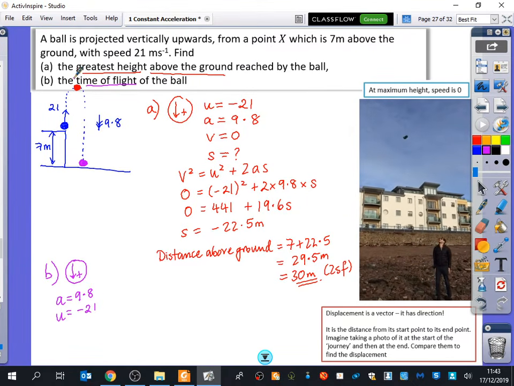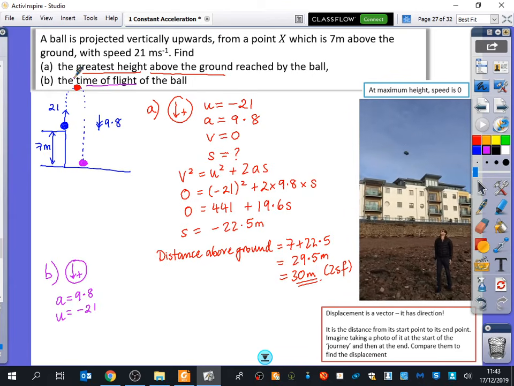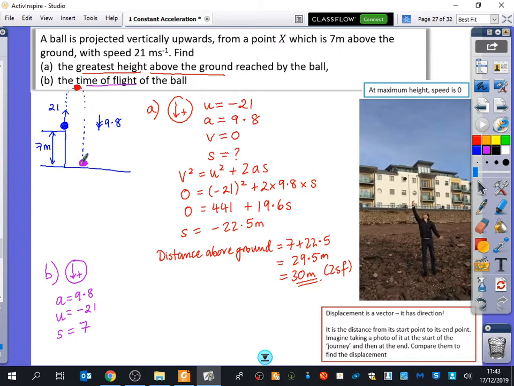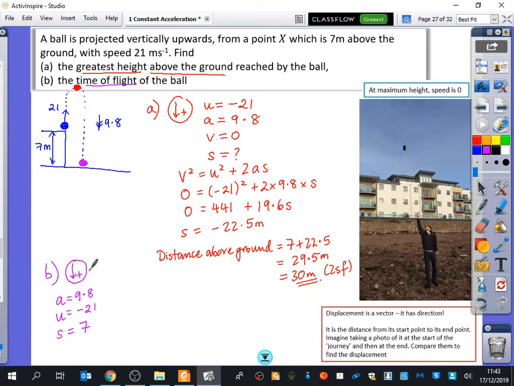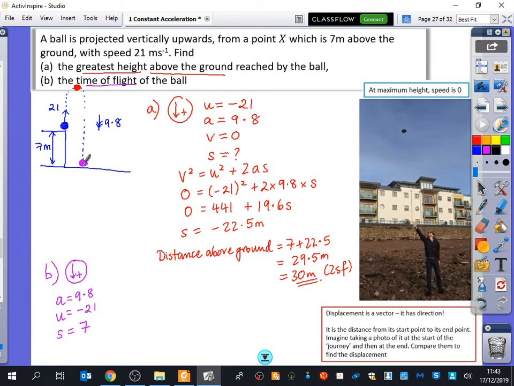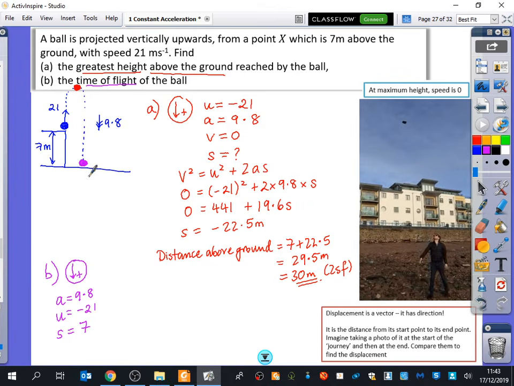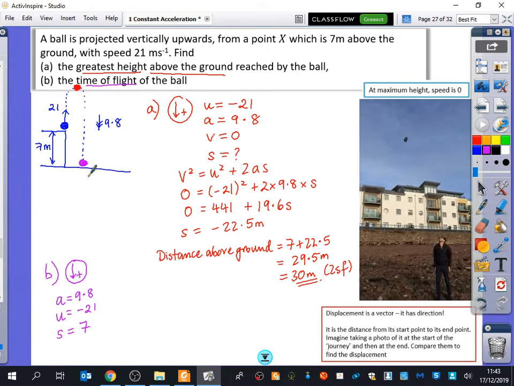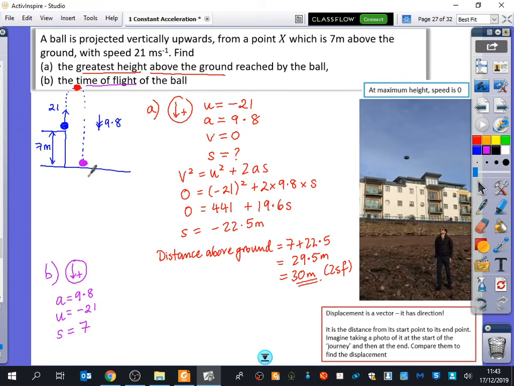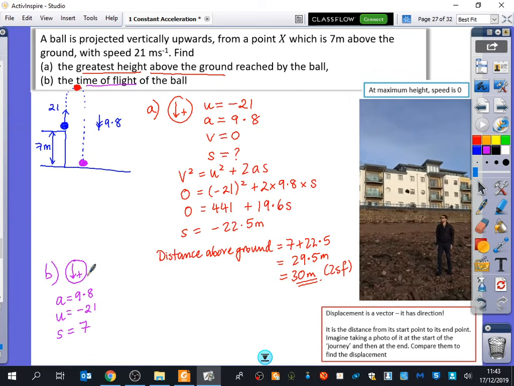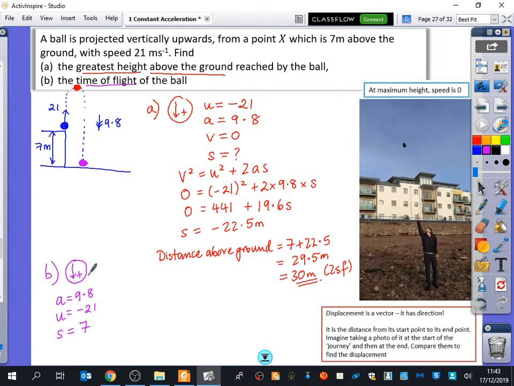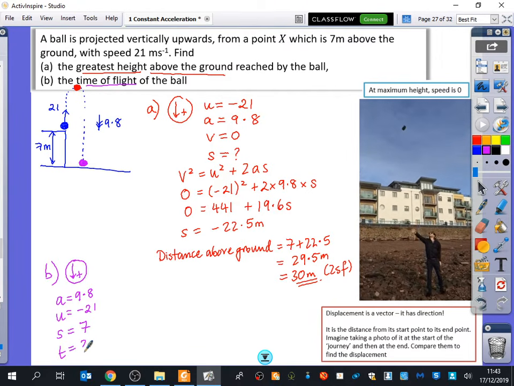And what else do I know? S, what is S equal to? S is equal to 7. From here to here, it has gone downwards 7 meters. Snapshot at the beginning, snapshot at the end. I don't care that it's gone up like this, it could have gone whatever. All I care about is where it is and where it was, and what's the difference between them. Why is it not minus 7? Because we've said that downwards is positive, okay? And the thing that we want to find out is what t is equal to, the time of flight.